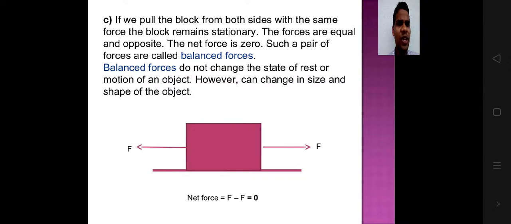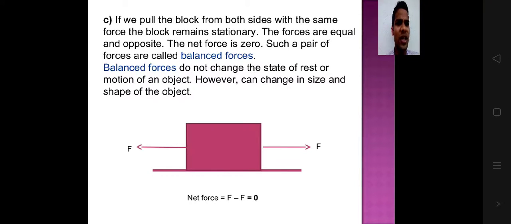So if you pull the block from both sides with the same force, the block remains stationary. So it does not move. The reason is simple. The net force is 0. Such a pair of forces are called balanced forces. So balanced forces do not change the state of rest or state of motion. However, they can change the size and shape of the object.